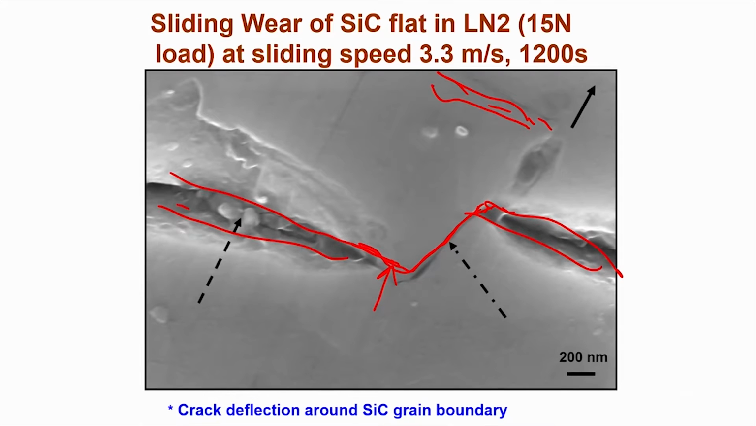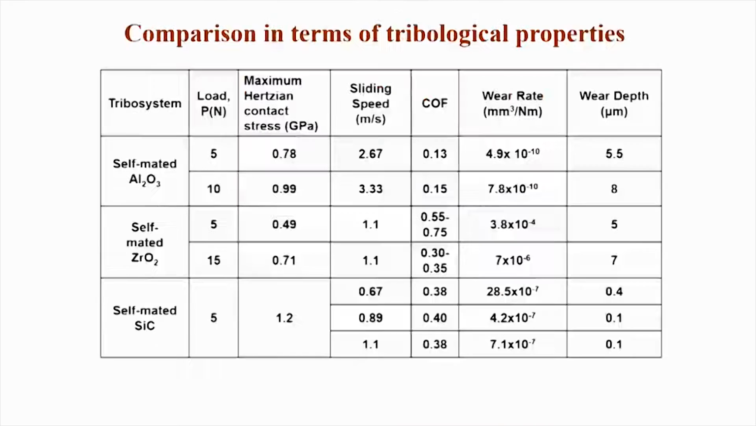So, this is what we have seen at 3.3 meter per second for 20 minutes of sliding. Now, this is a fairly important slide, so let us spend some time comparing the numbers placed in this slide. In the last two lectures we have seen self-mated alumina and self-mated zirconia. In this lecture I have described the wear behavior of self-mated silicon carbide.